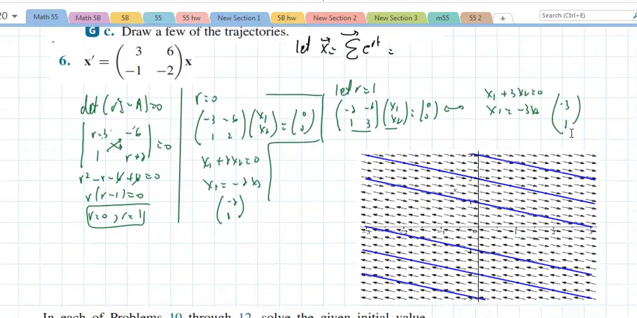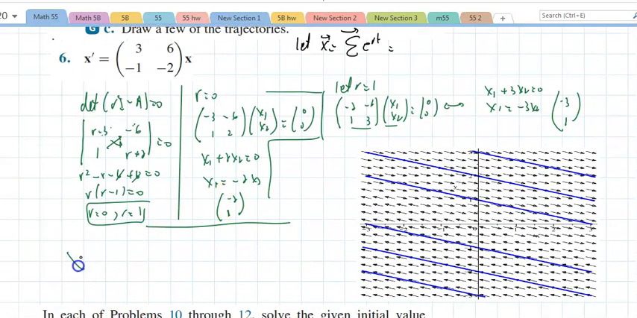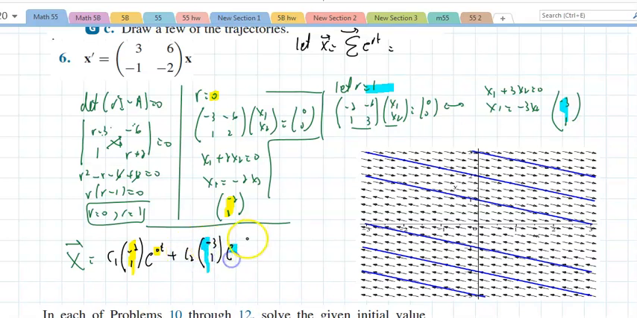And my final solution to this would be x equals, so I'm going to take the first vector again. It's going to be C1 times negative 2, 1, but e to the 0t is 1, right? Plus, if I go for the second vector, it's going to be C sub 2 times negative 3, 1 e to the t. Or I could simply ignore that and just say there's the solution.